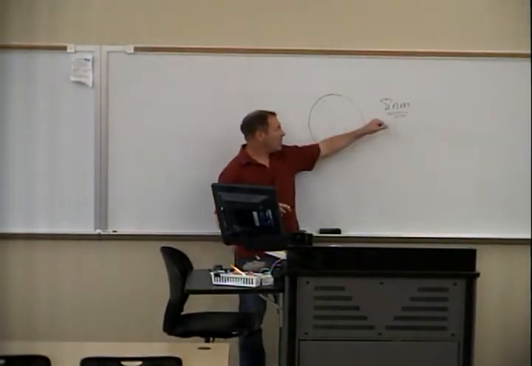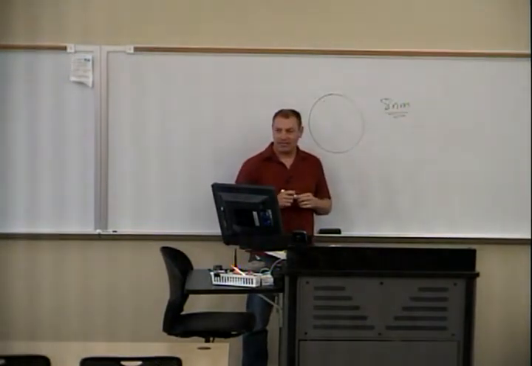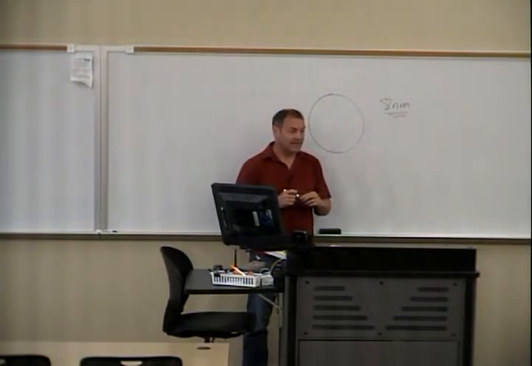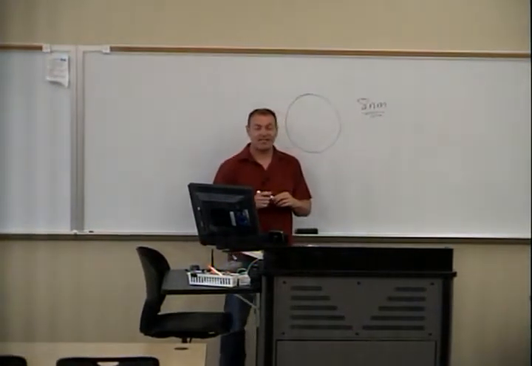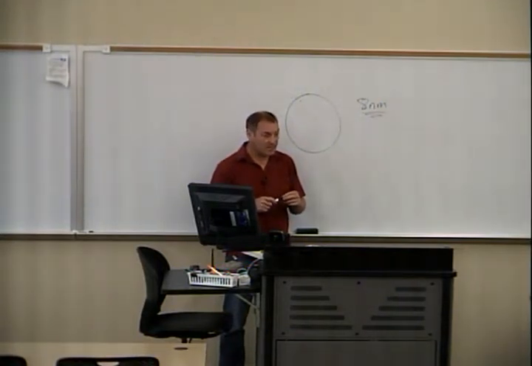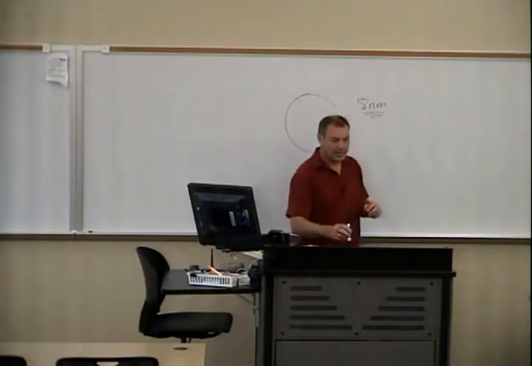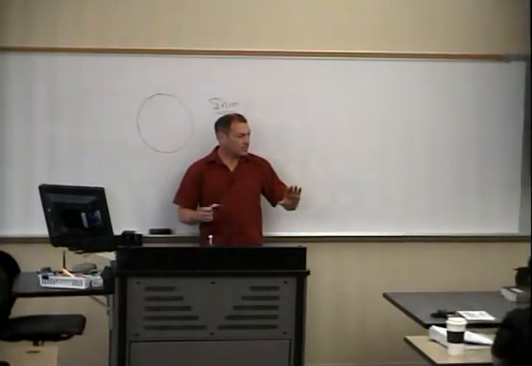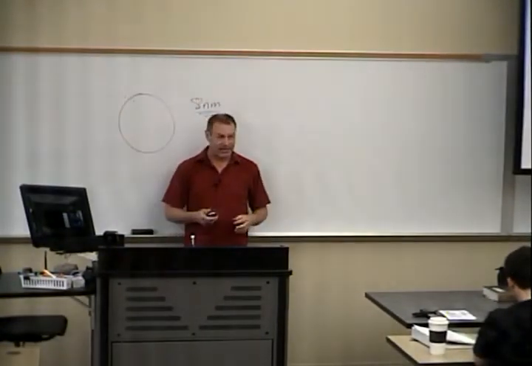Does anybody remember what nano is? Billionth. It's a billionth of a meter. A nanometer is 10 to the negative 9. All right, so it's 8 times 10 to the negative 9 meters. So it's 8 billionths of a meter. Okay, that's what a nanometer is. Is everybody okay with that? We're going to talk about nanometers now because we're looking at that scale of big molecules and membranes. All right?